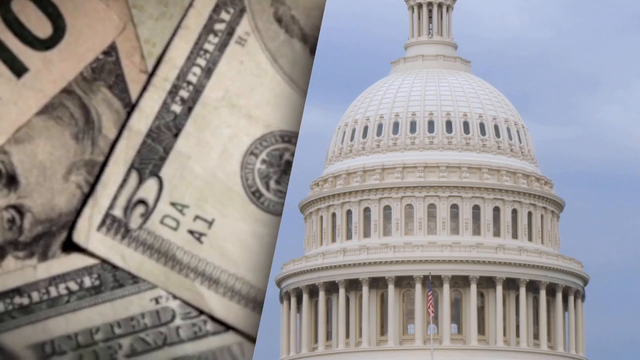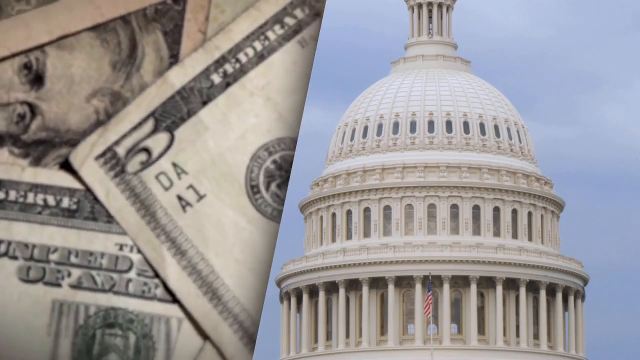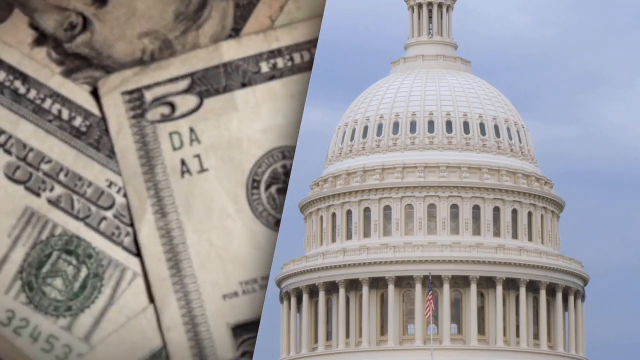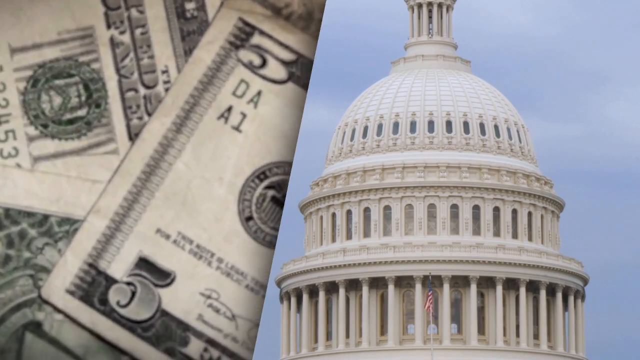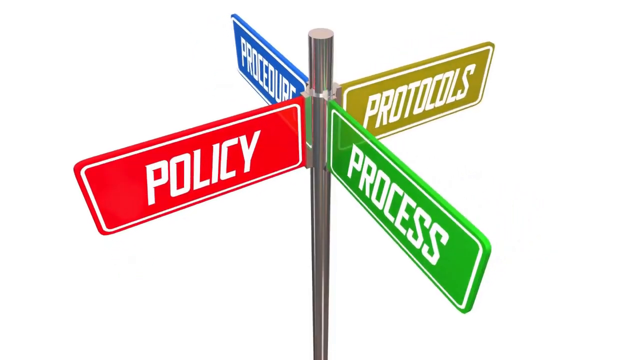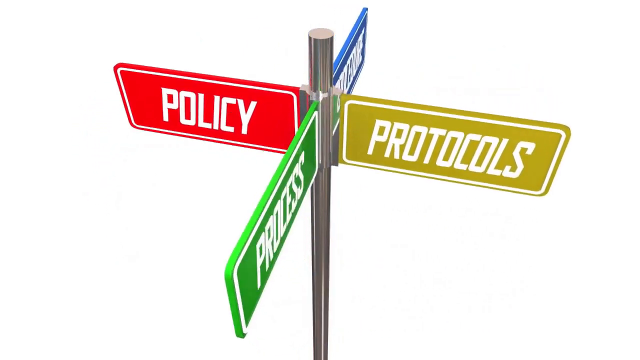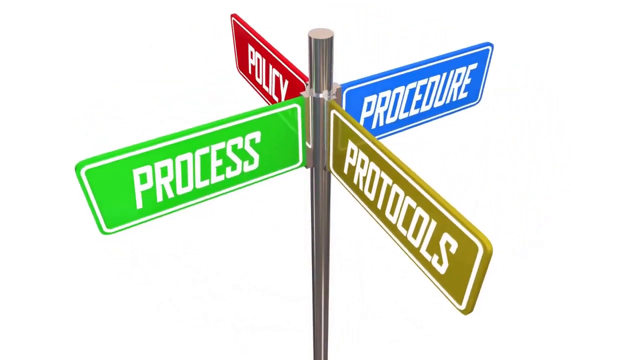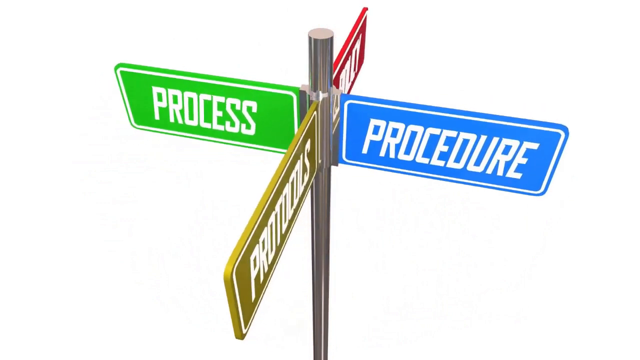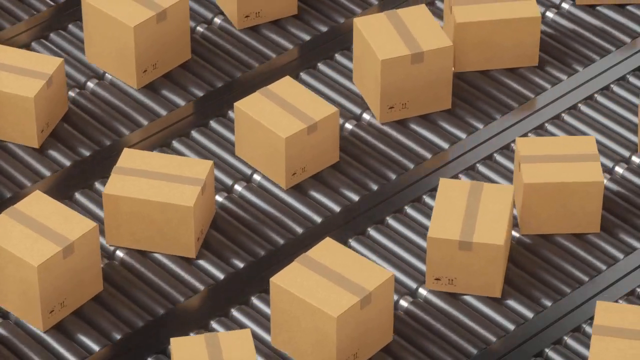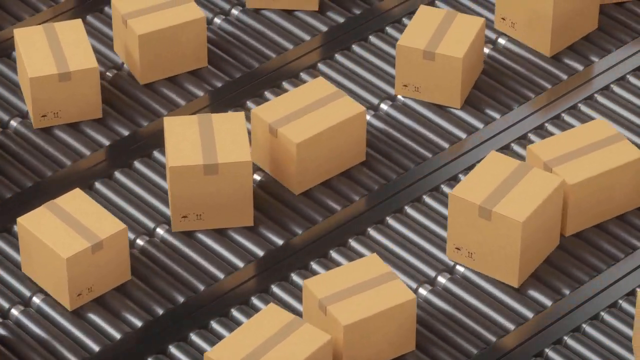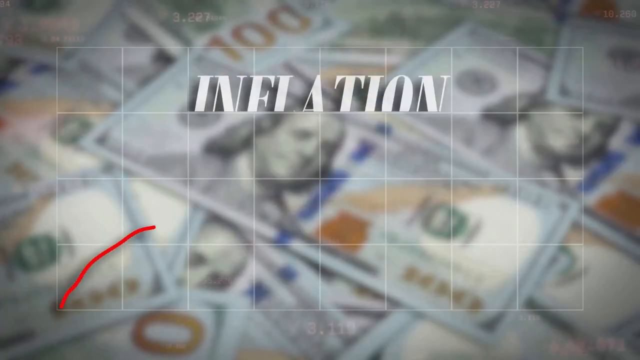Managing inflation. Governments and central banks often strive to keep inflation at a stable, moderate level. This is typically done through various policy tools like monetary policy, adjusting interest rates to influence borrowing and spending, fiscal policy, controlling government spending and taxation, and supply-side policies, encouraging increased production and efficiency.